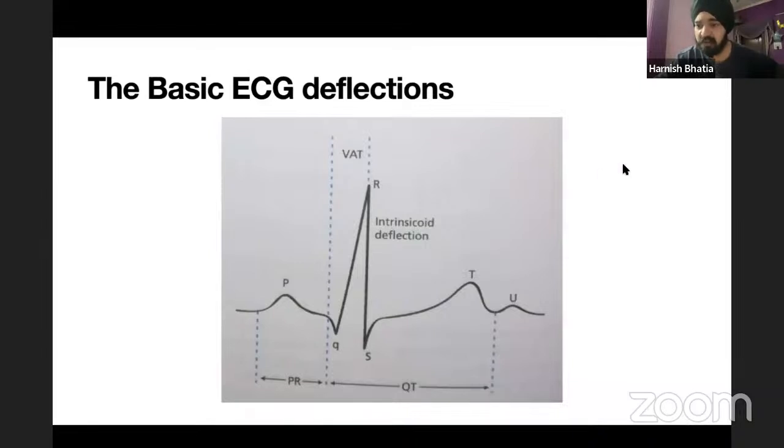Where will we place frontal 1, 2, and 3? Can you please explain? I told you, na, 1 is in the right fourth intercostal space, just right to the sternum.